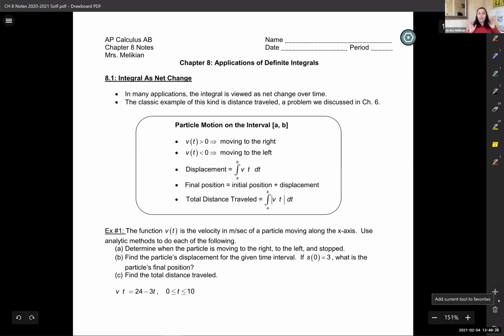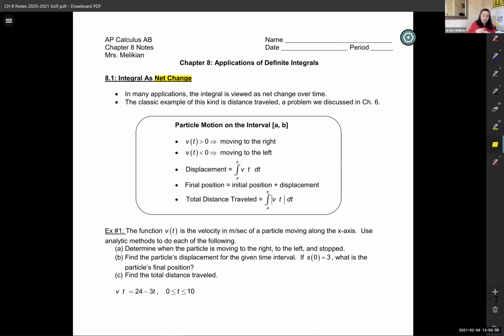So in 8.1, we're gonna talk more about integrals. This time, we're gonna talk about them as net change. Net change is the accumulation of change over time. So whatever is changing, if you add up the total change, that's basically what an integral is.